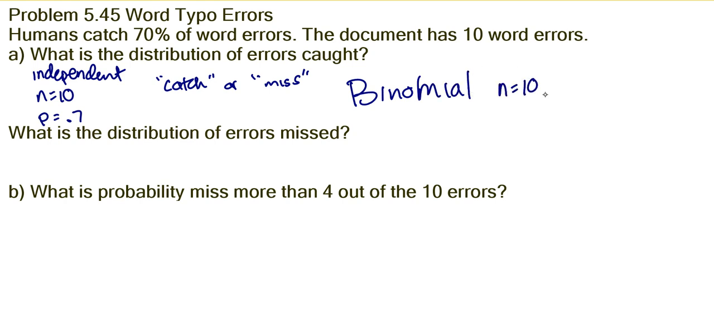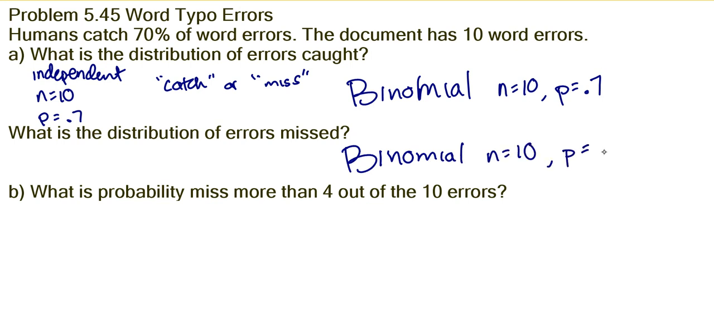With n equals 10, because there were 10 possible errors, and the probability of catching each one is 0.7. Now it asks, what's the distribution of the errors missed? Well, this is the exact same thing, because you're either catching it or missing it, so we can just change it around. There are still 10 errors, and if you have a probability of 0.7 to catch it, then your probability of missing it would be 1 minus 0.7 equals 0.3. So this is to miss.